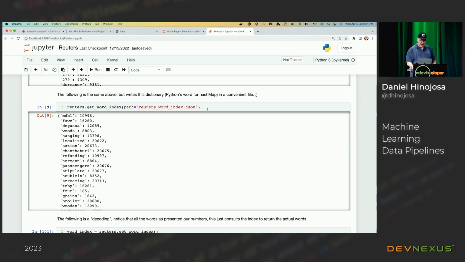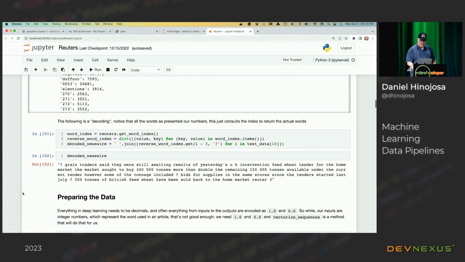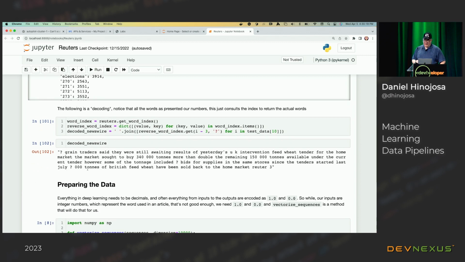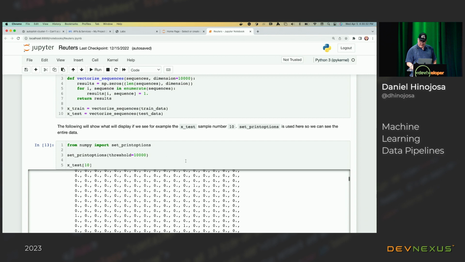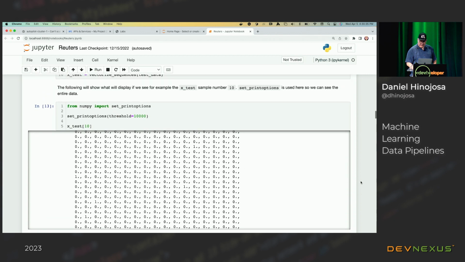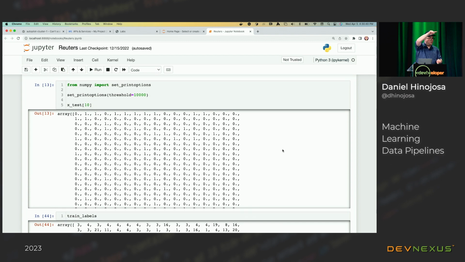So here I'm outputting that to a JSON file. And we're going to convert things into numbers, but here's the decoded version of that. This one says, grain trader said that they're still waiting results of yesterday's UK intervention, blah, blah, blah. But what we want to do is prepare the data. What's this big thing here? This is 10,000 elements. That's the entry that we're plugging into the model. If the word is in the article, we're going to flip that one on. If it isn't, we're going to keep that one at 0.